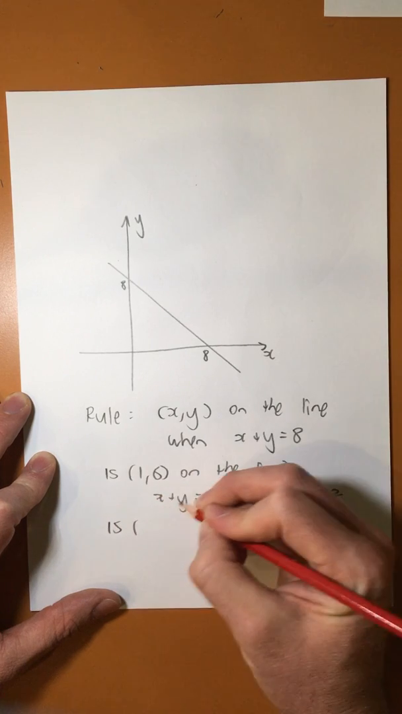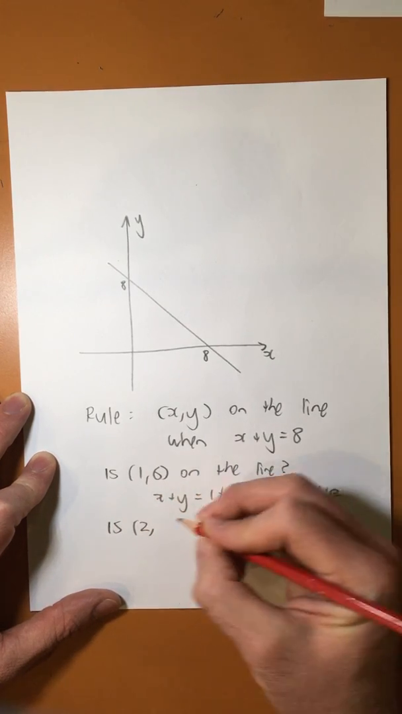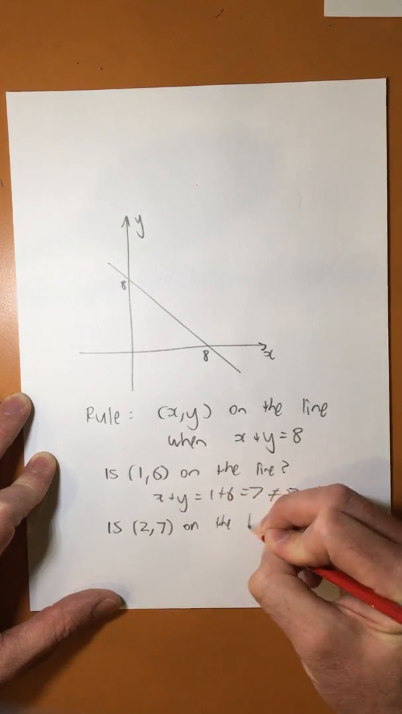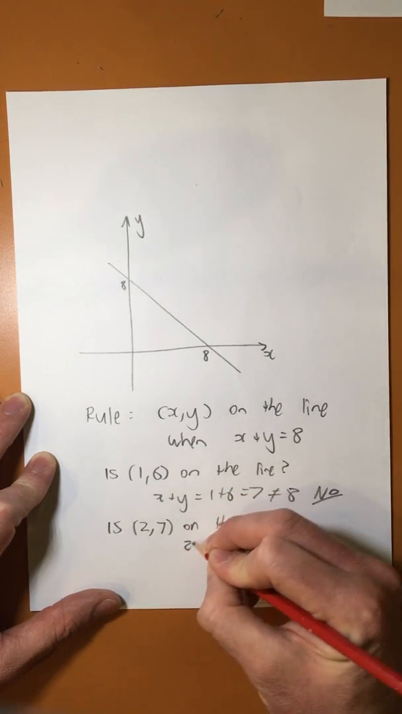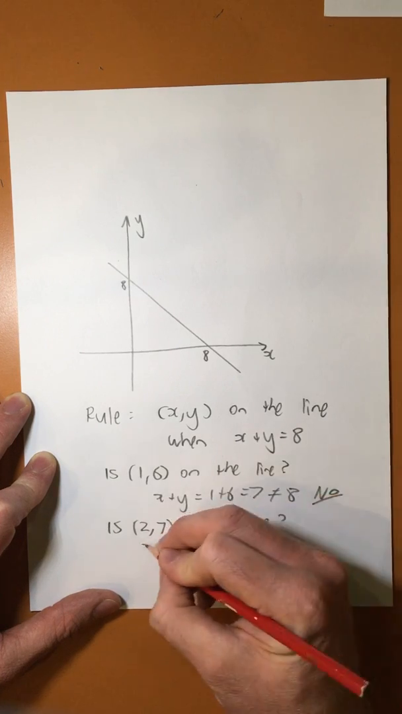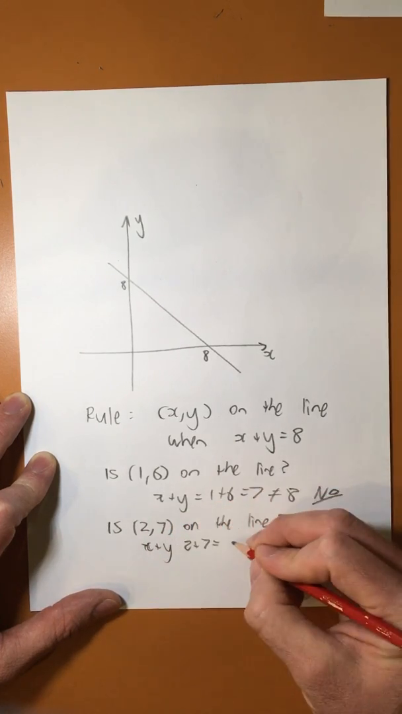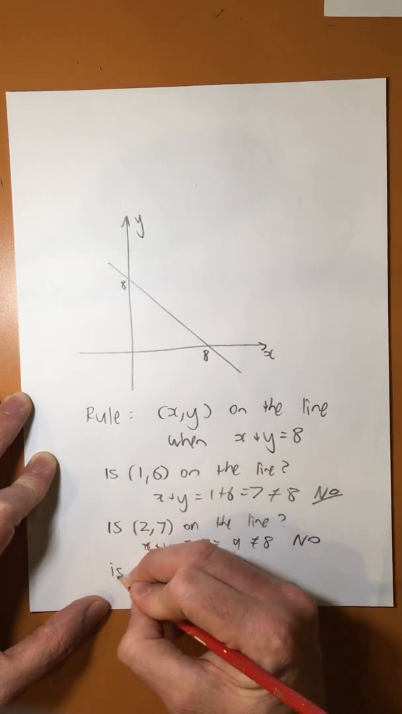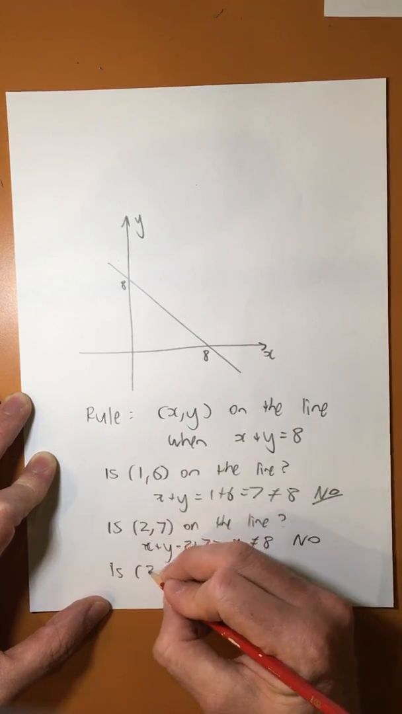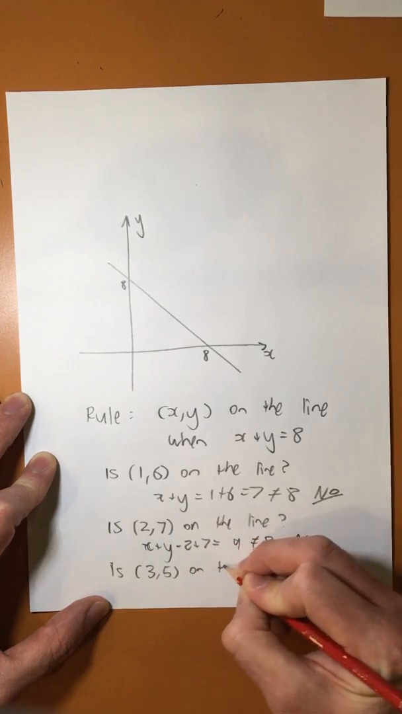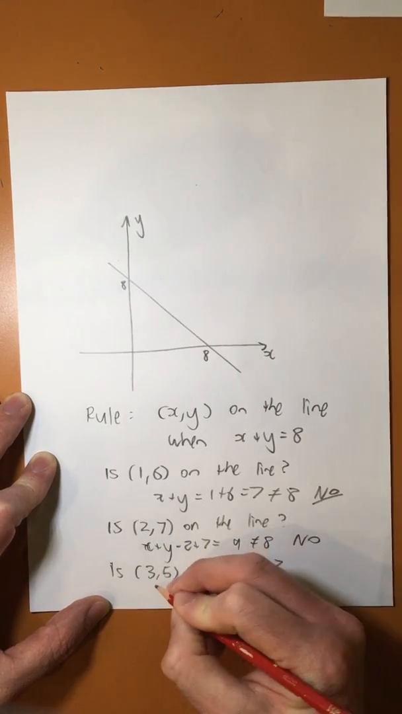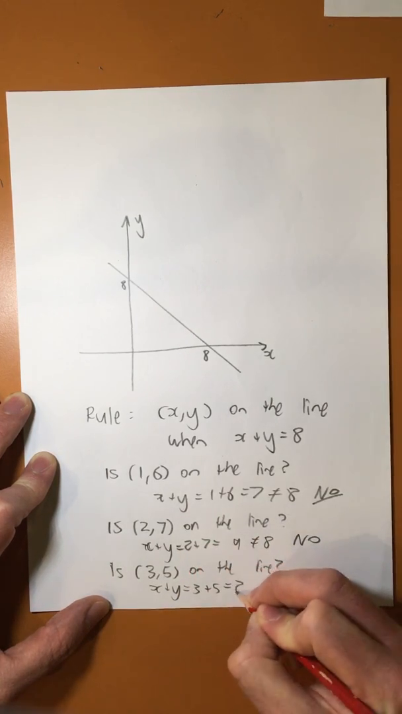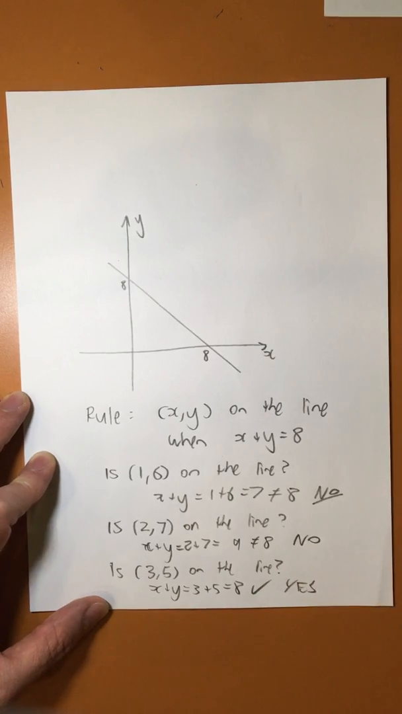And is (2, 7) on the line? 2 plus 7 is 9, which is not 8, so no. Is (3, 5) on the line? x plus y is 3 plus 5, which is 8, so yes, that one is on the line.